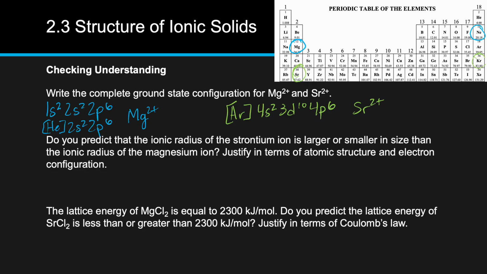The next question says, do you predict that the ionic radius of the strontium ion is larger or smaller in size than the ionic radius of the magnesium ion? Justify in terms of atomic structure and electron configuration. So you should know just from that electron configuration we just did that strontium has electrons occupying the 4th energy level, where the magnesium ion only has electrons in the 2nd energy level. So the strontium ion is going to be much larger because it has 2 extra occupied energy shells beyond what magnesium has.